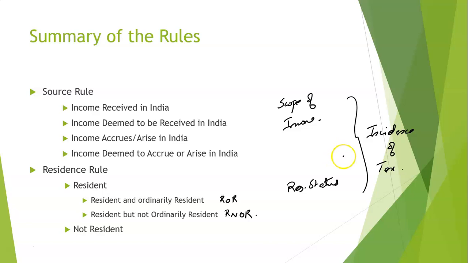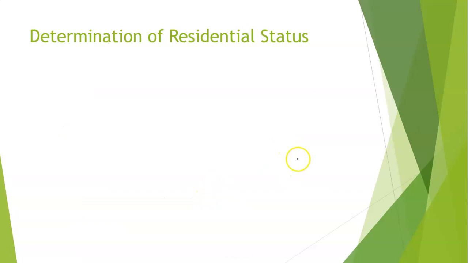Source rule classifies income into four categories, whereas residence rule classifies an assessee into two categories, that is resident and non-resident, and individuals and HUF. Individuals and HUF are further classified into ROR and RNOR. Fine. Now let's check the process of determination of residential status.